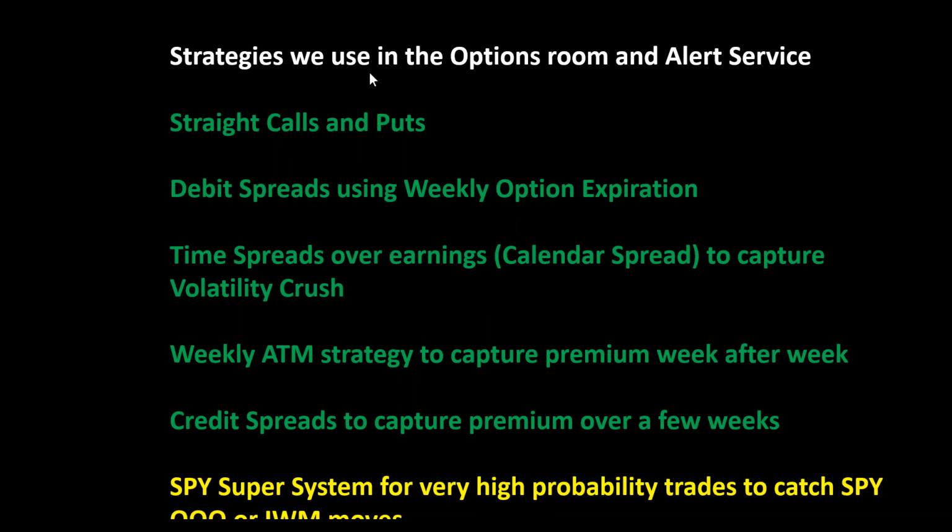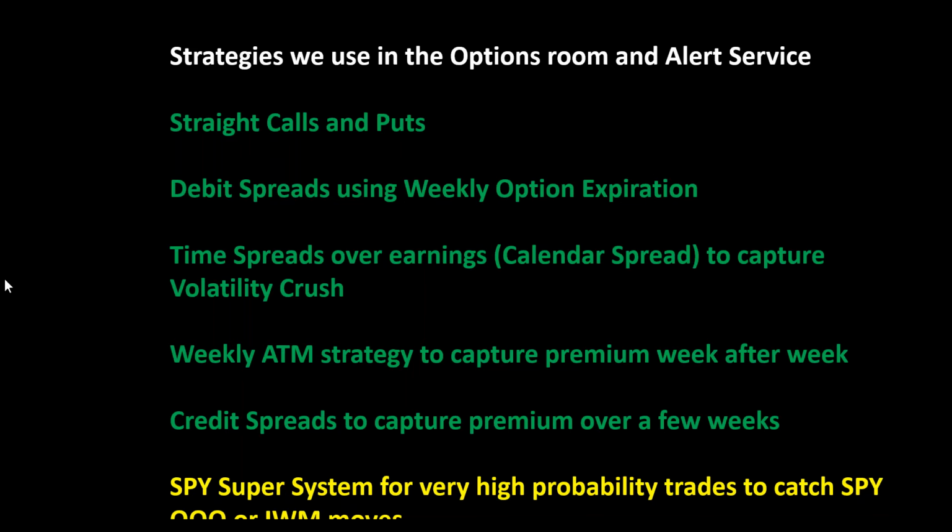Okay, so again, here's what we use in the room. The strategies, obviously, calls and puts, debit spreads, time spreads, which is non-directional, weekly ATMs, which is a nice trade for a neutral to bullish stock if you get the right kind of market for it. Credit spreads, and the SPY Super System trades that we take for quick intraday trades on the indexes.